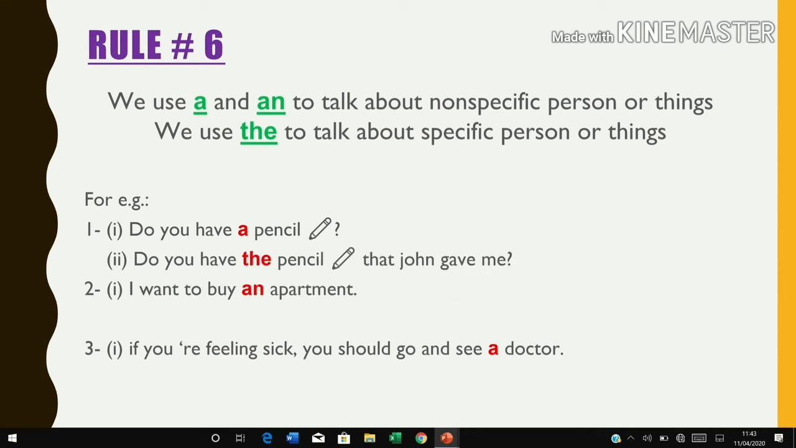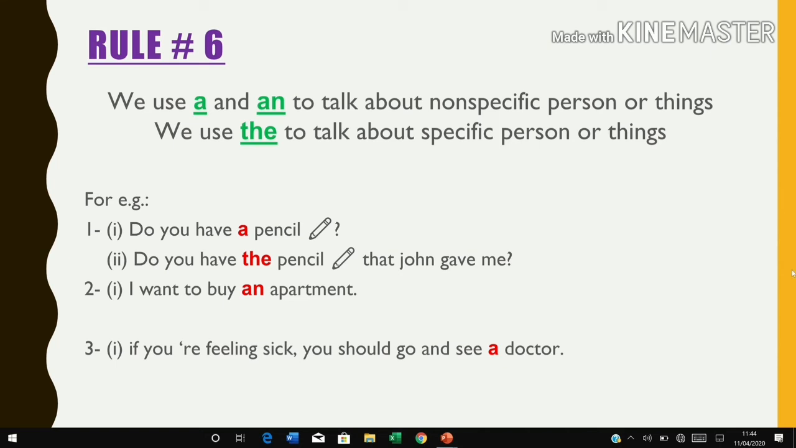"Do you have the pencil that John gave you?" Here I mentioned "the pencil." That means a specific pencil that John gave you. Do you have the pencil which I gave you last week? Do you have the pencil which has a blue colored dragon on it? Do you have the pencil which I lent you last time? And so on. So we have to use "the" to say a specific person or a specific thing.